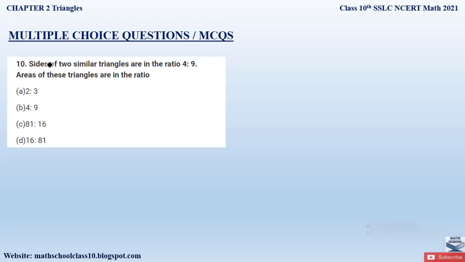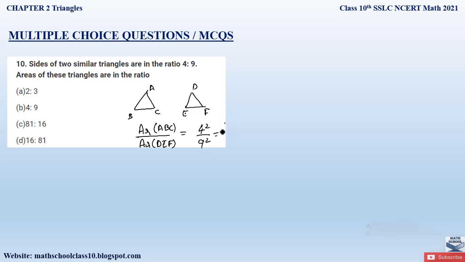Coming to our next question, sides of two similar triangles are in the ratio 4:9. Areas of these triangles are in the ratio. So let us first draw two triangles, that is ABC and DEF. Okay, so these two triangles are similar. So the ratio of their areas is given by area of triangle ABC divided by area of triangle DEF is equal to square of the ratio of the corresponding side. So here the ratio is given as 4/9.